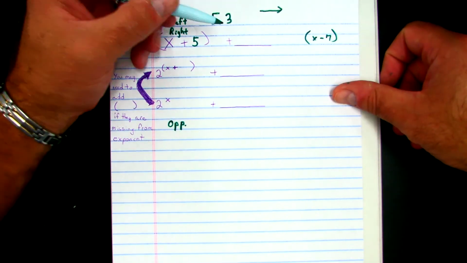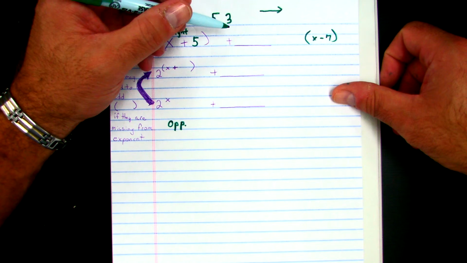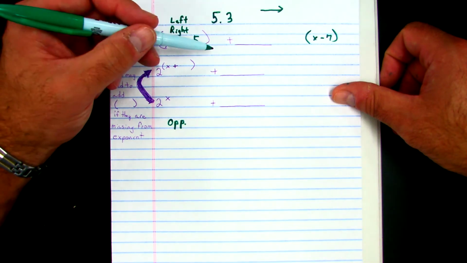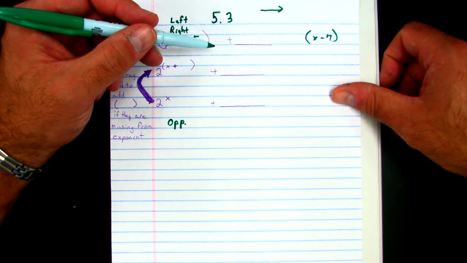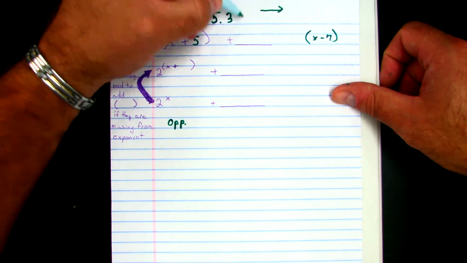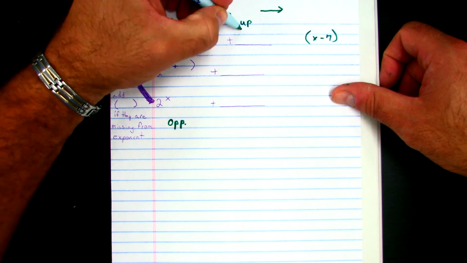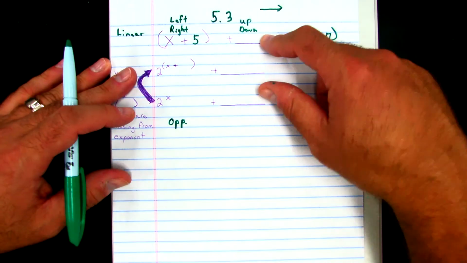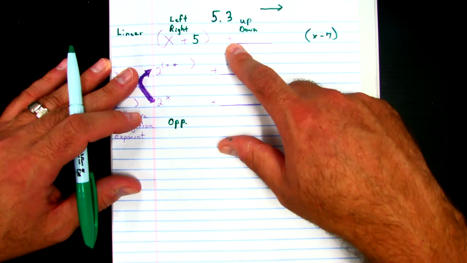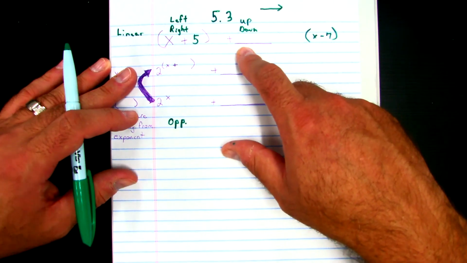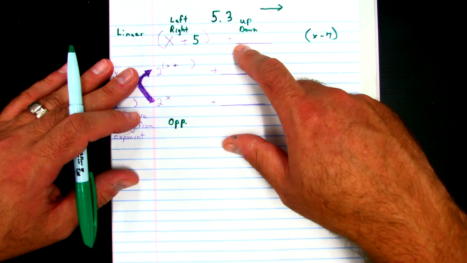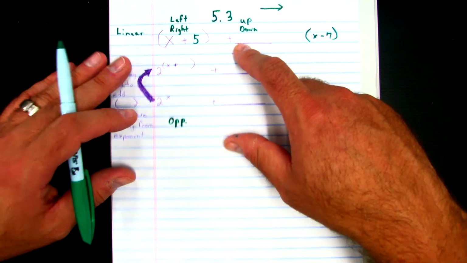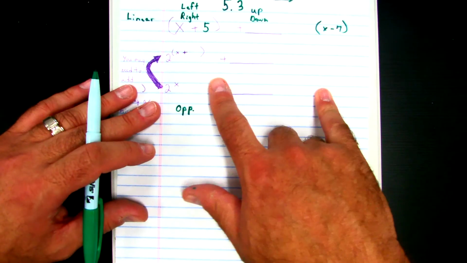Now, outside the parentheses is easy. Outside, if we're moving left and right inside the parentheses, outside the parentheses tells me I'm moving up or down. And this is actually exactly as it reads. So that means if it says plus 5, it means I'm moving up 5. If it says minus 5, it means I'm moving down 5. Okay? And the same thing happens with our exponential.